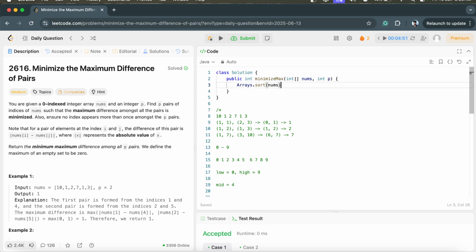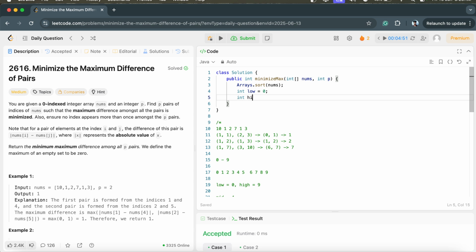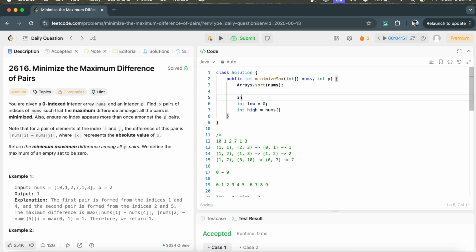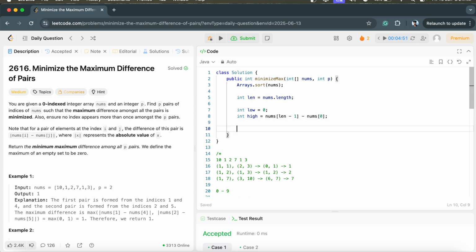So after sorting the nums array, the low is basically 0, because 0 is the lowest answer that we can get. The high is basically nums of, let me get the length, len equals nums.length. Okay, got the length. Now here what I can do is len minus 1, the last element, minus nums of the 0th index value, whatever it is having. So that is what the high is, and we will run a while loop, low less than or equal to high.